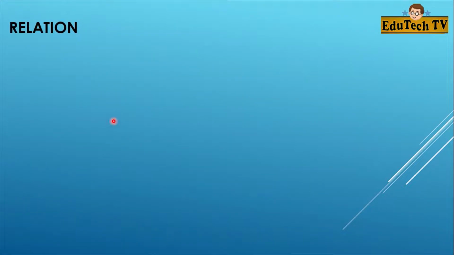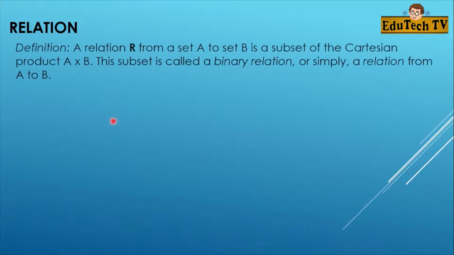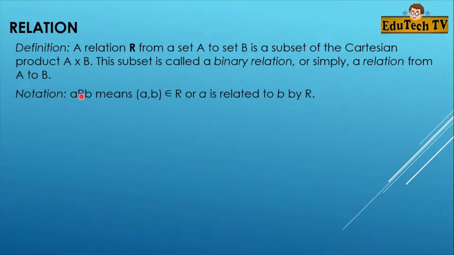Next, we'll have relation. By definition, a relation R from a set A to set B is a subset of the Cartesian product A and B. This subset is called a binary relation or simply a relation from A to B. By notation, we use this notation, meaning (a, b) is an element of R, or a is related to b by R.